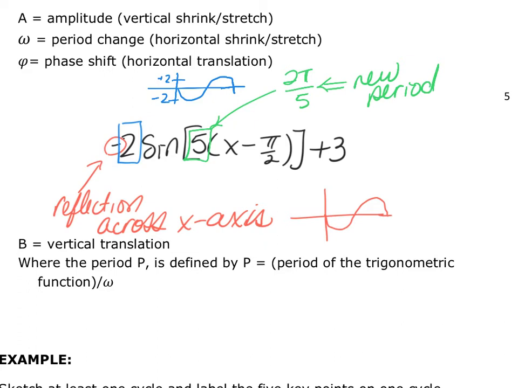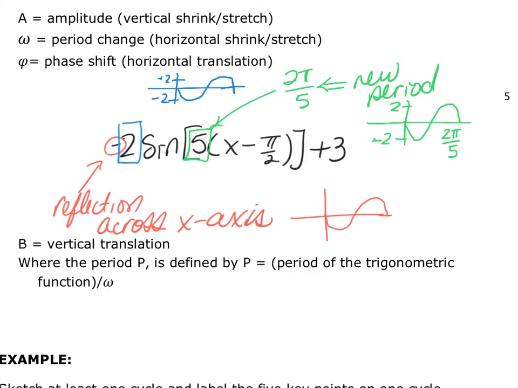So far, this is what my graph looks like. I start at 0, 0. I'm going to go down to negative 2, up to 2. And instead of ending at 2 pi, I'm ending at 2 pi divided by 5. So 2 and negative 2.